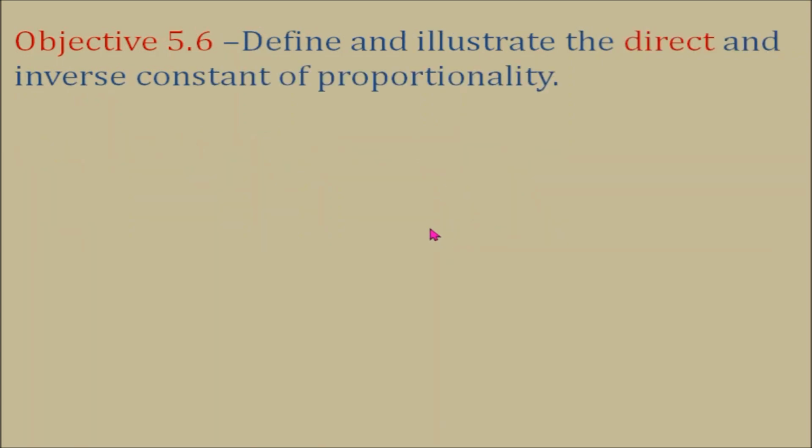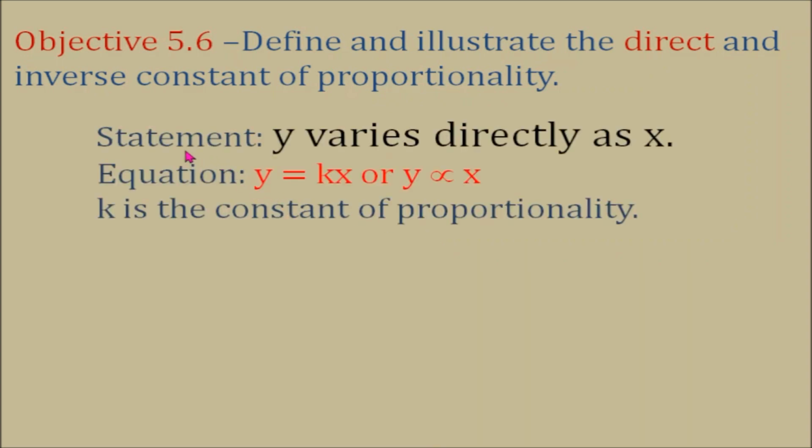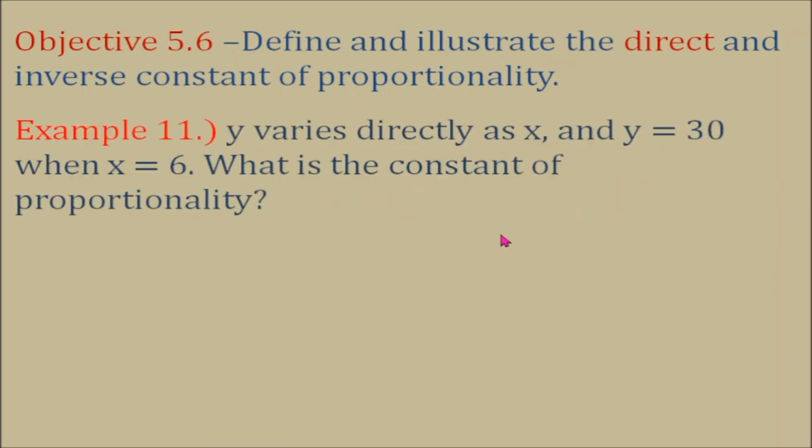Objective number 6. Define and illustrate the direct and inverse constant of proportionality. So, if our statement is y varies directly as x, our equation is y equals kx, where k is the constant of proportionality. Example number 11. y varies directly as x, and y equals 30 when x equals 6. What is the constant of proportionality?